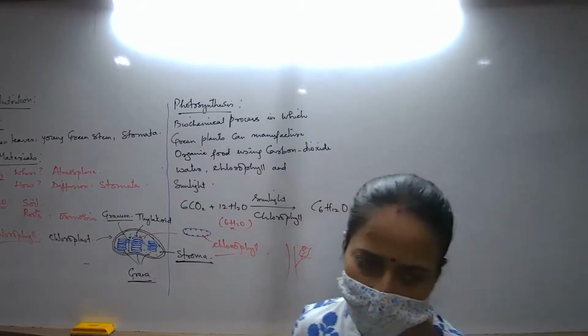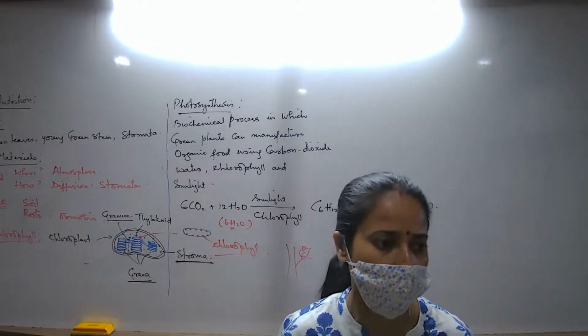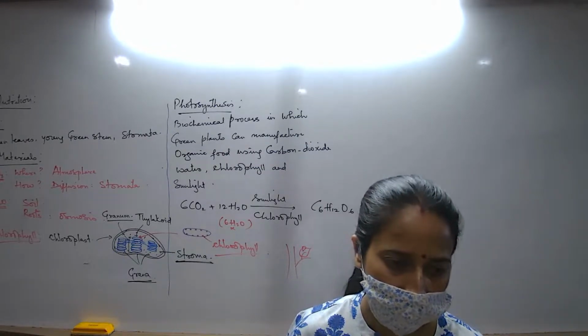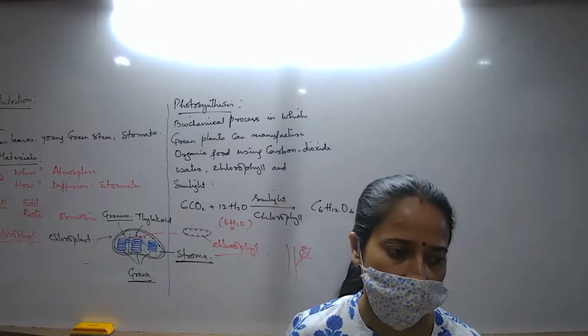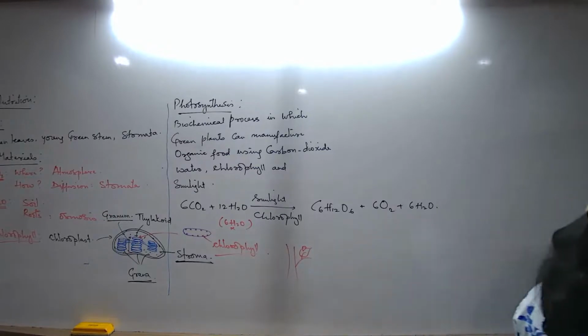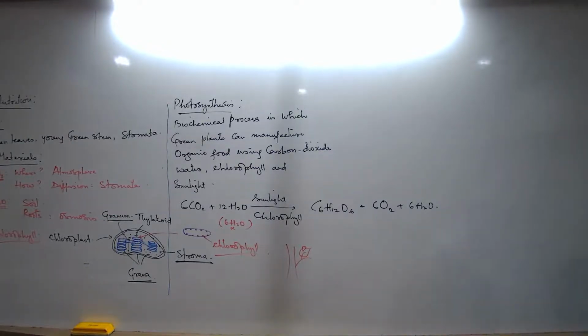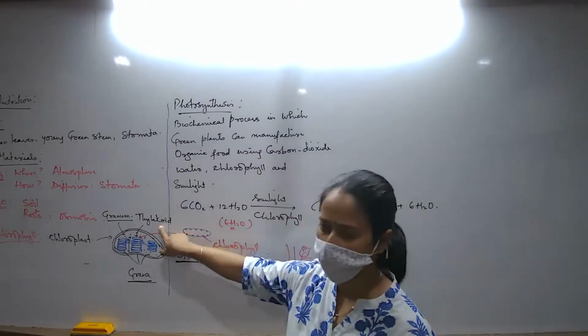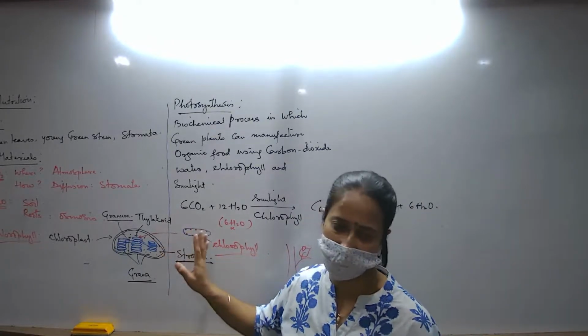Green colored photosynthetic pigment produced and stored in the thylakoid of the chloroplast. I'll repeat. Green colored photosynthetic pigment produced and stored in the thylakoid of chloroplast.